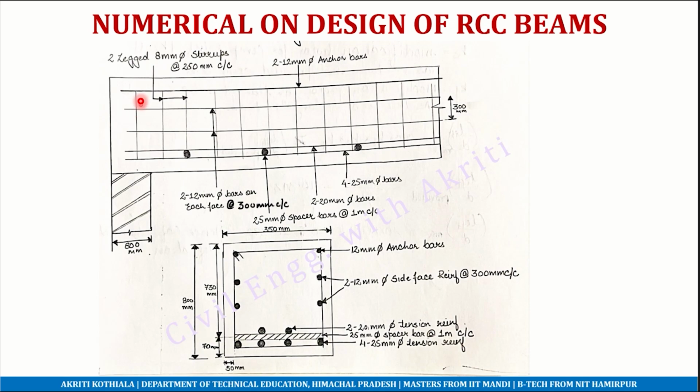Now we have vertical stirrups, two-legged 8 mm stirrups at 250 mm center to center. This is the cross section. Four 25 mm diameter bars separated by a 25 mm spacer bar, then two 20 mm diameter tension bars, two side face 12 mm diameter bars, side face reinforcement on each face. These are the two anchor bars, one 12 mm here, one 12 mm here. The effective depth is 730 mm and the effective cover is 750 mm. The overall depth is 800 mm and the overall width is 350 mm.